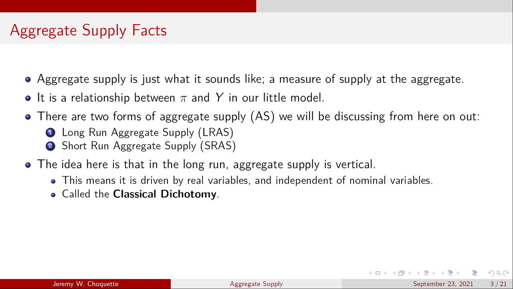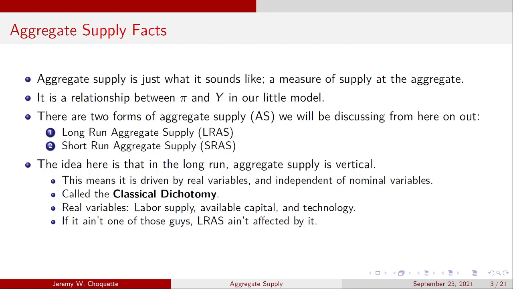This is what's known as the classical dichotomy. And the classical dichotomy essentially says that real and nominal variables can be analyzed separately, which works kind of for long-run economic growth and development type stuff, and sort of for convergence from the short run to the long run. Once we get to the long run, the classical dichotomy will hold. But we're going to talk a little bit later about how sometimes it doesn't always hold in the short to medium run. Now, the real variables that we're going to be considering are things like labor supply, available capital, and technology. If it ain't one of those, then the long-run aggregate supply isn't going to be affected by it.